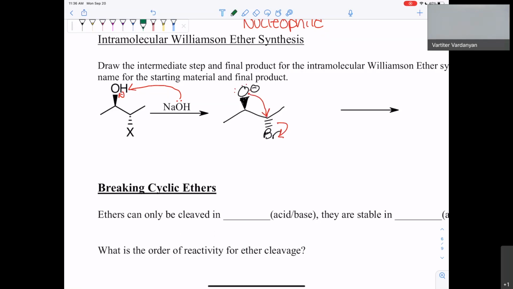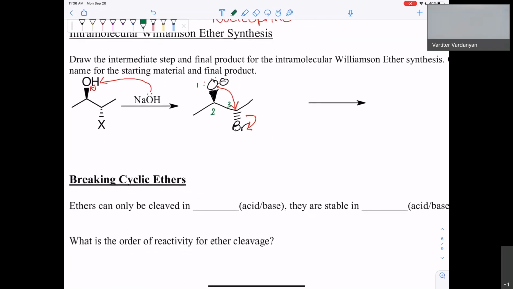Now I'm going to start numbering again. Oxygen is 1, 2, 3. Oh, it's a tiny ring. So 1, 2, 3. And what are our substituents? Methyl, where? 2 and 3. Cool.